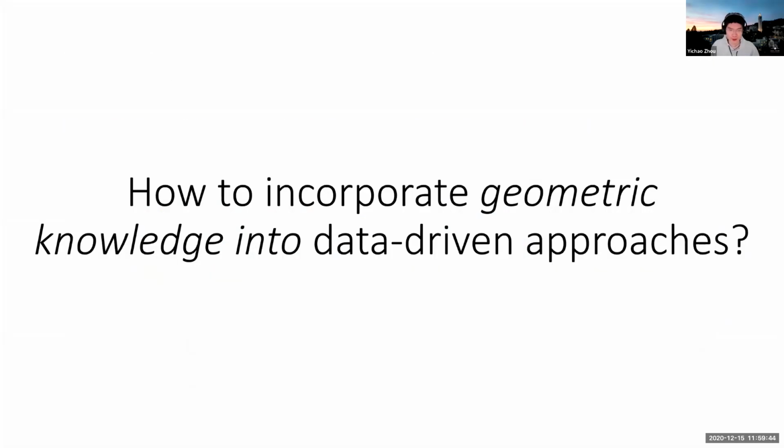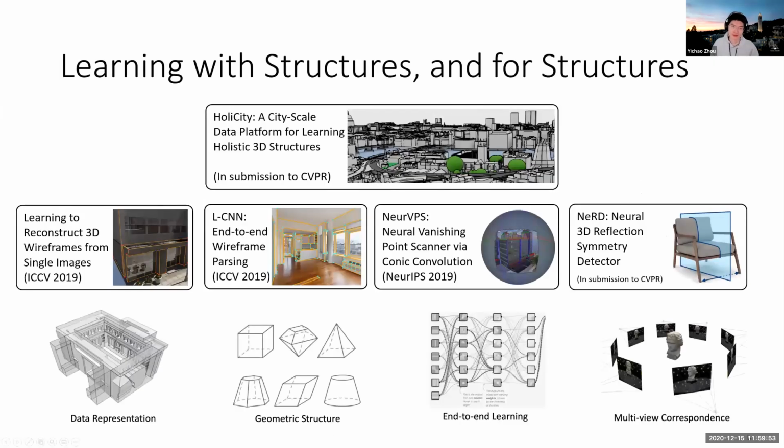So hopefully I answered these questions. How could we incorporate geometric knowledge into data-driven approaches? Through the four bullet points: data representation, you want a good representation, like a wireframe, which is more compact. You want to apply the geometric principles, so the geometric structure, like lines, vanishing points, symmetry, into your pipeline. Also, traditionally we don't use learning, so learning is important because it removes most of the outliers for your algorithm using the data.